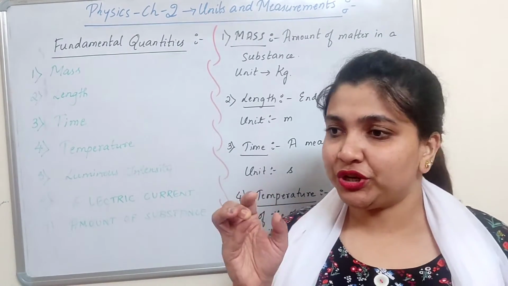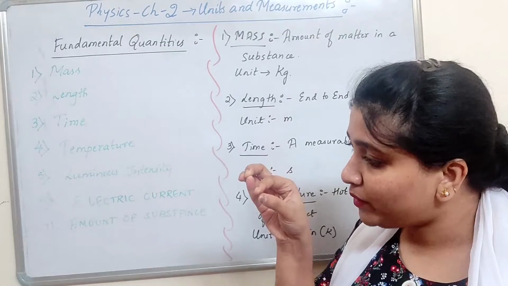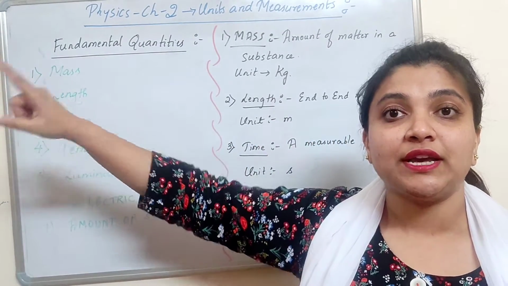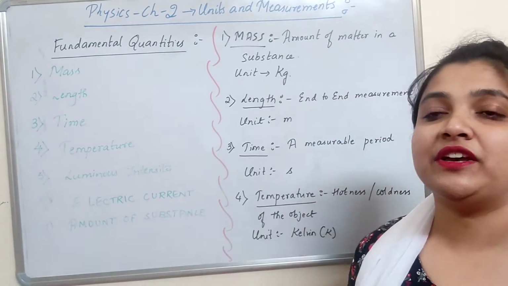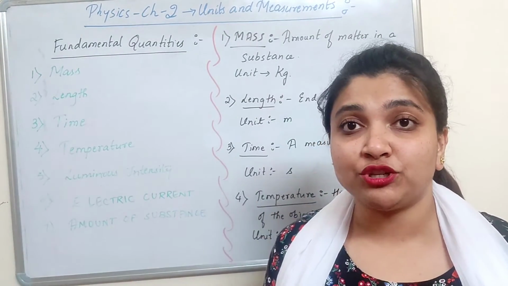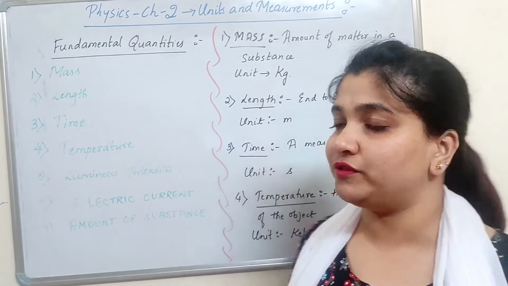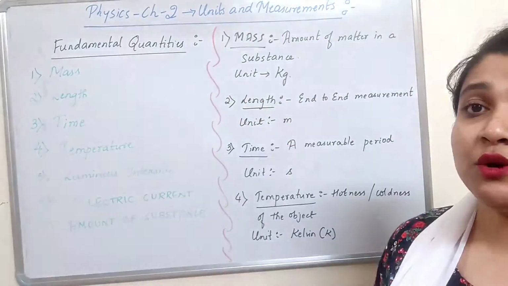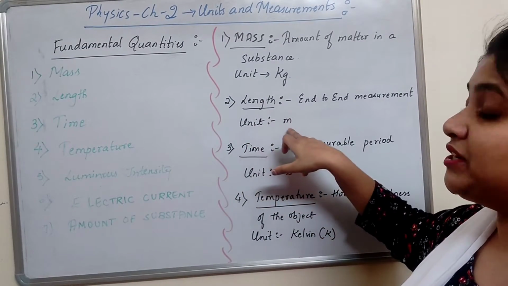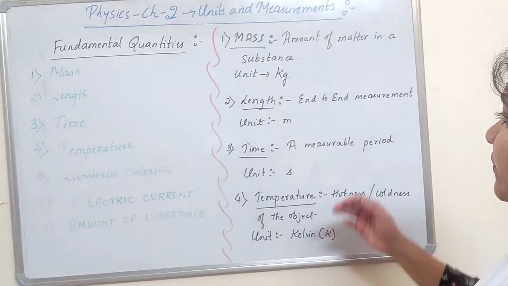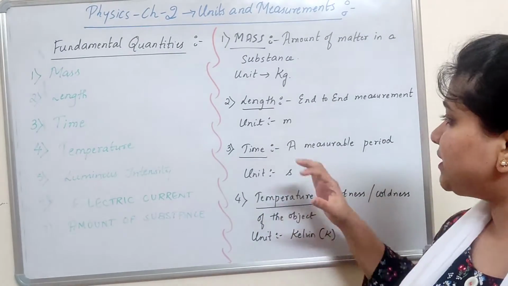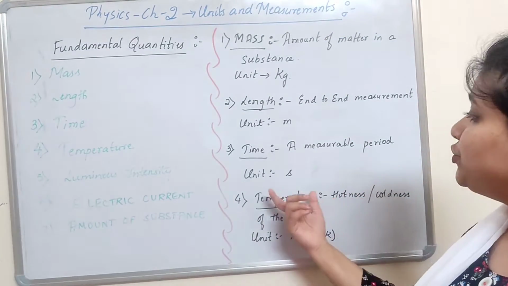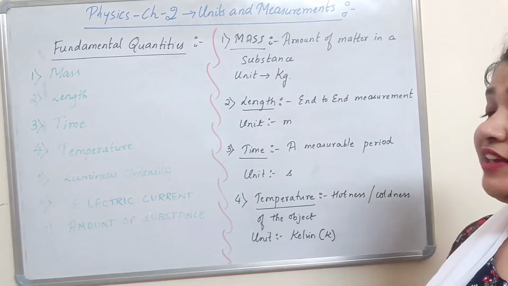Now instead of measuring the position of a particular object, how much it is moving, it's better I give one whole quantity to it called length, right? So measuring length is much simpler than measuring each centimeter the object moves. So length is also an important quantity, and its unit is meters in the SI system. Then we have time. Now what is time? Time is a measurable period, something that we can measure, and the unit of time is second. Then we have temperature.